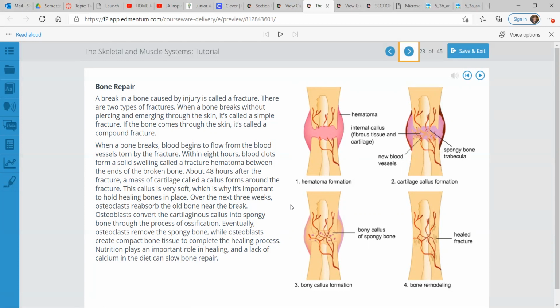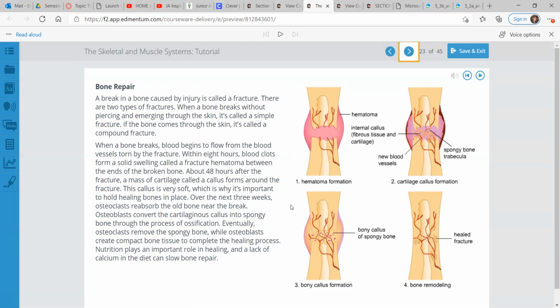Bone repair. A break in a bone caused by an injury is called a fracture, and there are two types of fractures. When a bone breaks without piercing and emerging through the skin, it's called a simple fracture. If the bone comes through the skin, it's called a compound fracture. When a bone breaks, blood begins to flow from the blood vessels torn by the fracture. Within 8 hours, blood clots to form a solid swelling called a fracture hematoma between the ends of the broken bone.